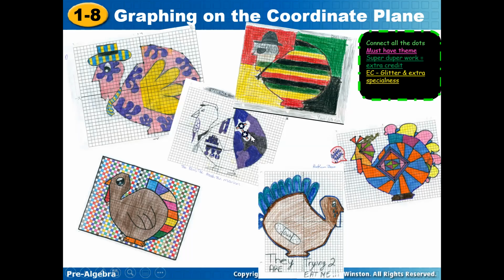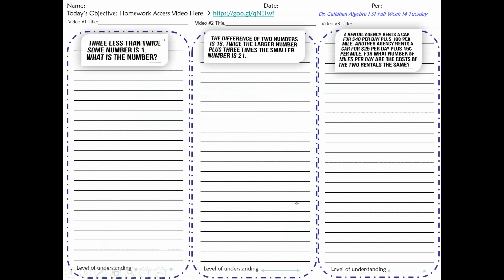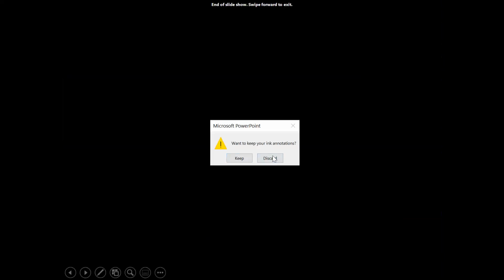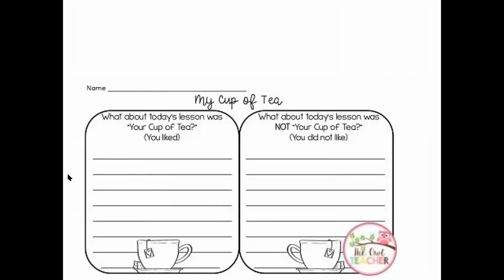All right, you guys, let's go ahead and end the class with your exit ticket. So today, your exit ticket is: what is your cup of tea? So what about today's lesson was your cup of tea that you liked? And what about today's lesson was not your cup of tea that you did not like? So take a moment, reflect on that, just anywhere on your paper, on your guided notes.